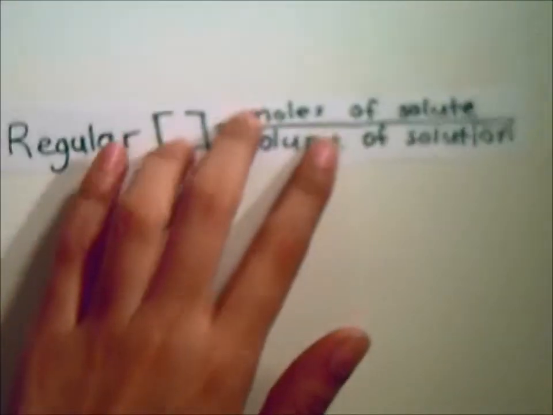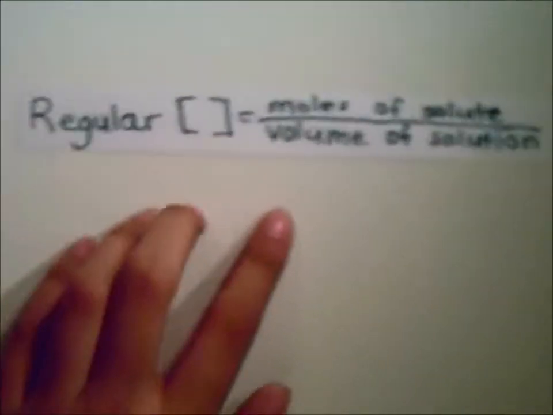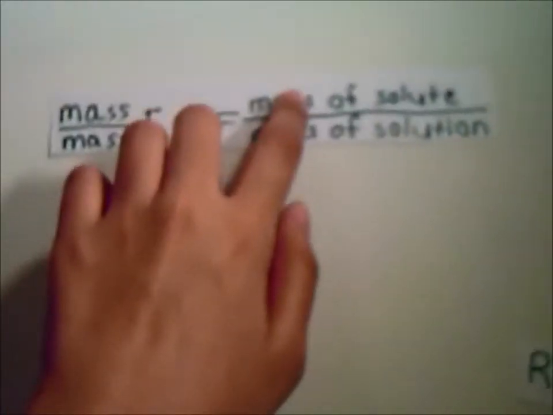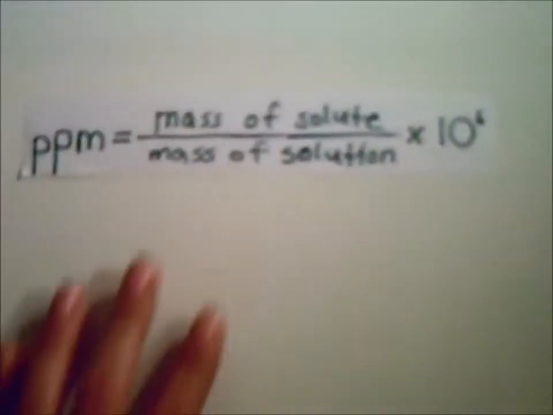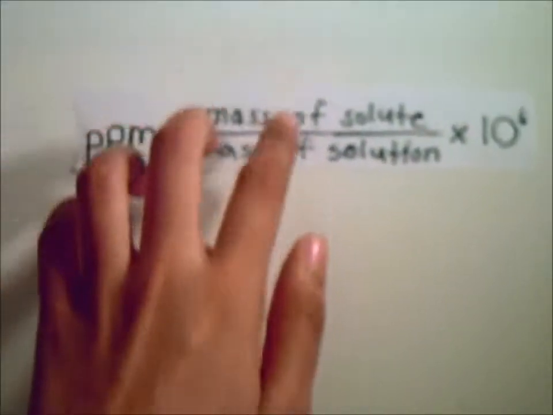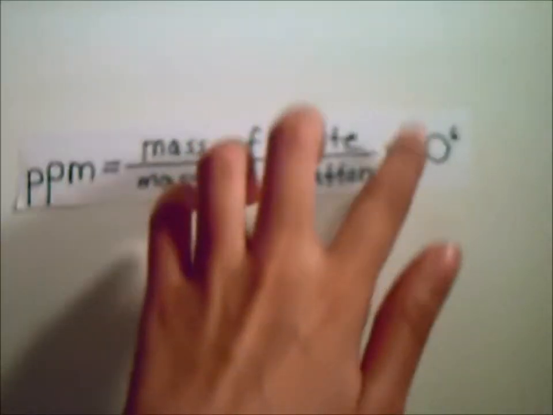First we have the normal way we do it, which is moles per liter: the moles of the solute divided by the volume of the solution. Then we have mass concentration: the mass of the solute divided by the mass of the solution. Then we have parts per million concentration: the mass of the solute divided by the mass of the solution times 10 to the 6, or a million.